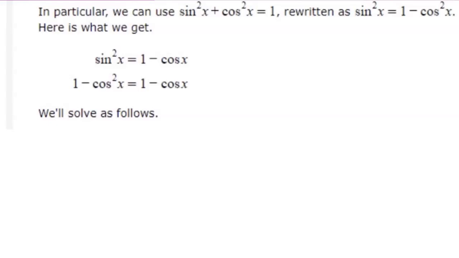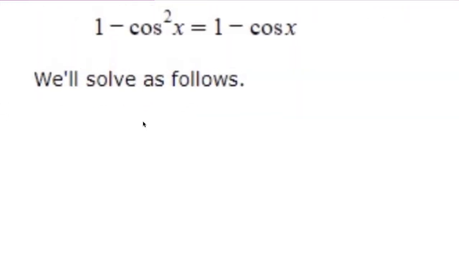So we're solving this trig equation. We are at this point where we have 1 minus cosine squared x equals 1 minus cosine x. And Alex stopped right here and said, we'll solve as follows. So I'm going to pick up from here and then show you how to solve the rest of this equation, okay? So notice on both sides, we have 1 and 1.